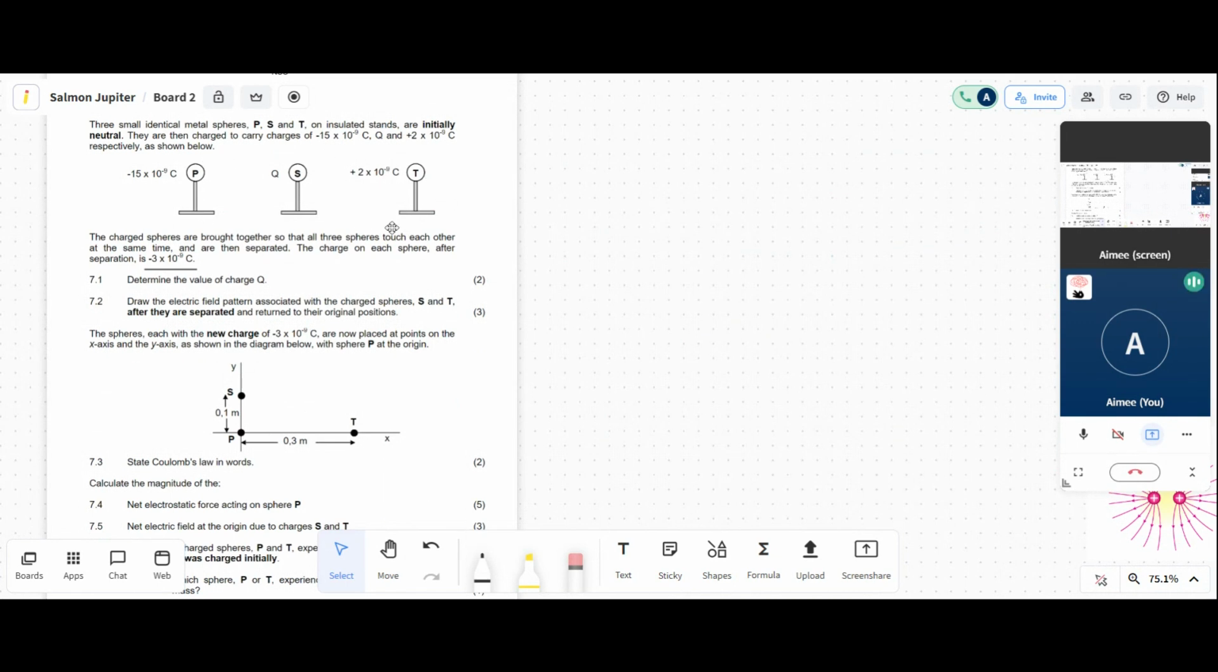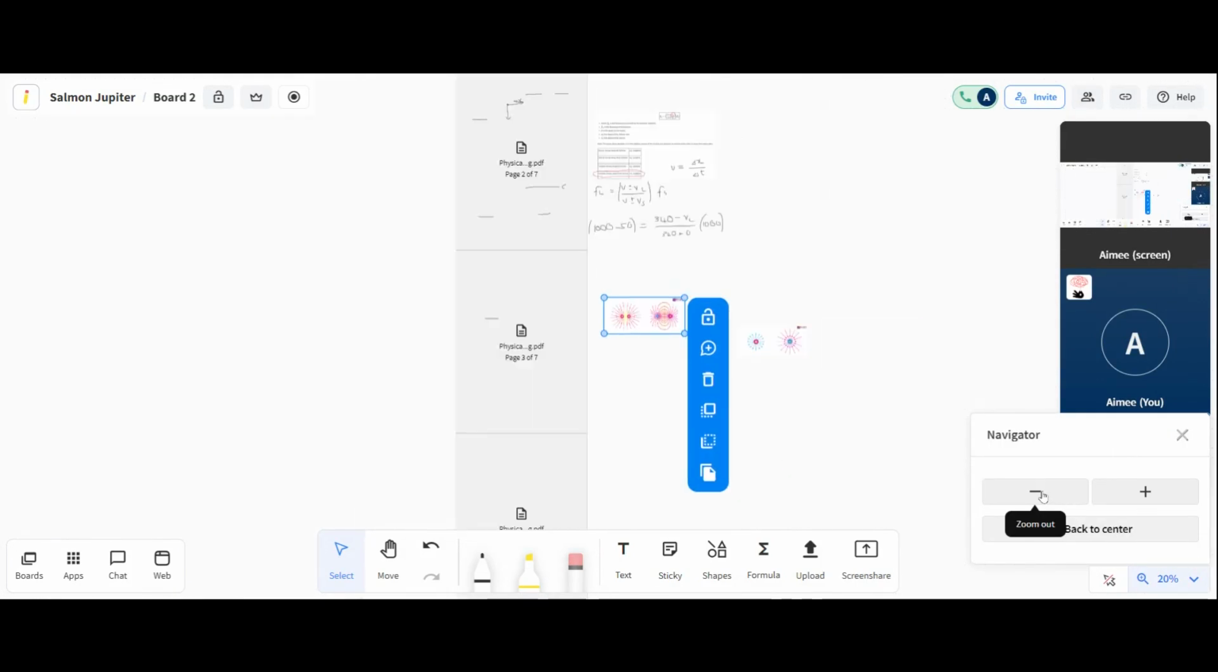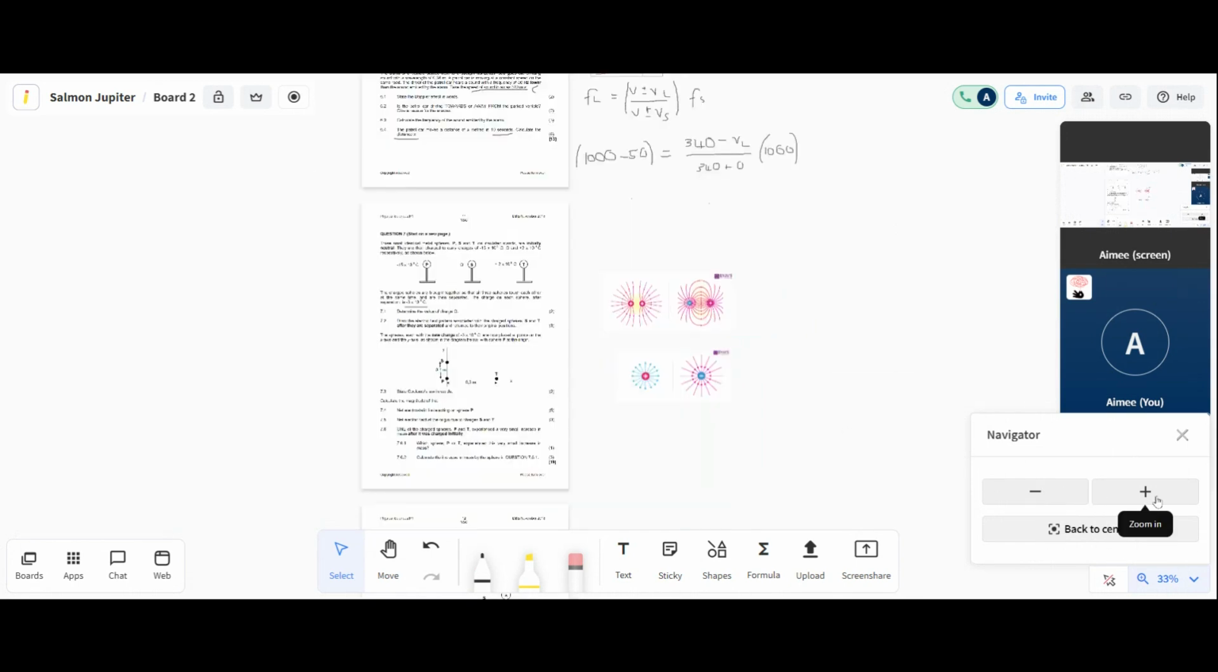After they've all come into contact with each other, they all have a charge of -3 times 10 to the -9. Because remember, charge is distributed evenly between objects that come into contact. So your charge at the end is -3 times 10 to the -9 on all of them. The magnitude is not so important, it's the sign. And I've just put these here to make it easier for you to see what's happening.